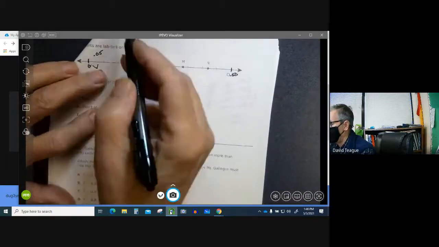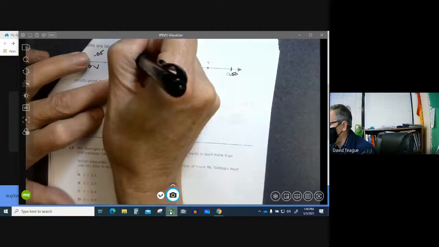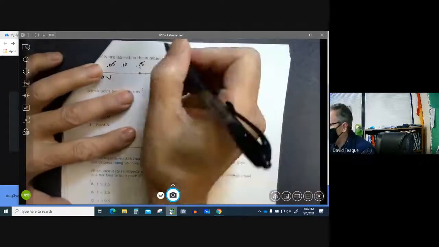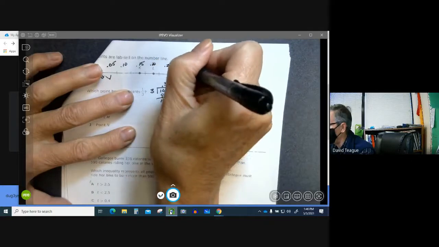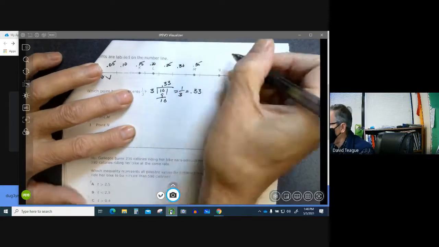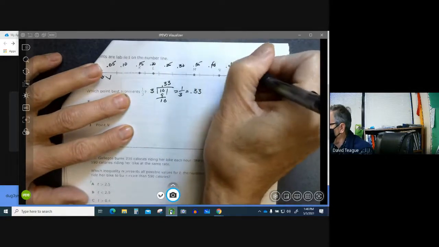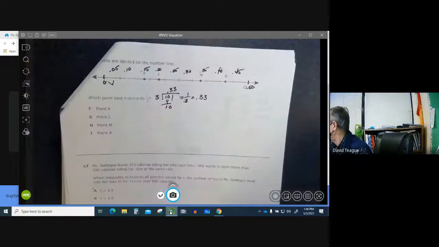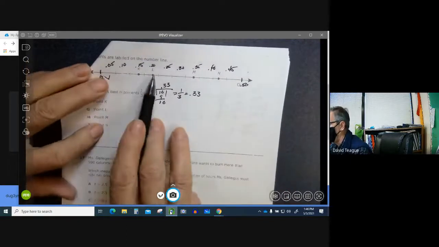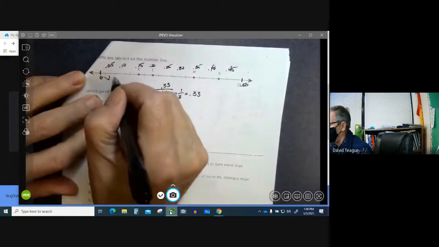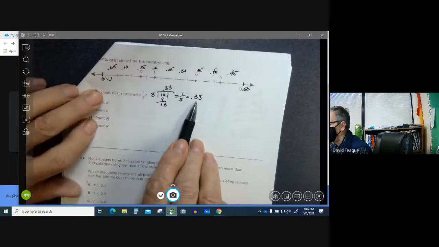So if this is 0.5, this would be 0.10. This would be 0.15. This would be 0.20, 0.25, 0.30, 0.35, 0.40, 0.45, and 0.50. Okay. So I've just found, I know what my spacing is, and I know the value for each one of these little hash marks. Okay. But I need to find the point that is closest to 0.33.